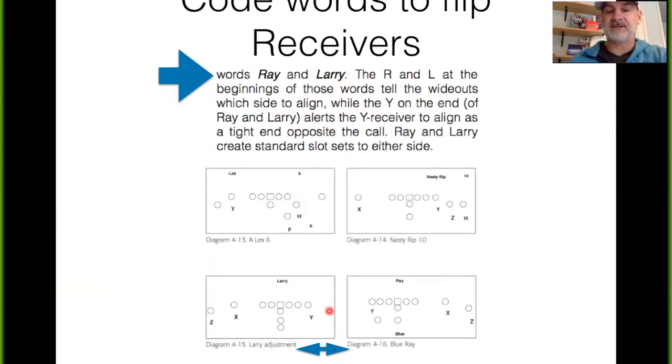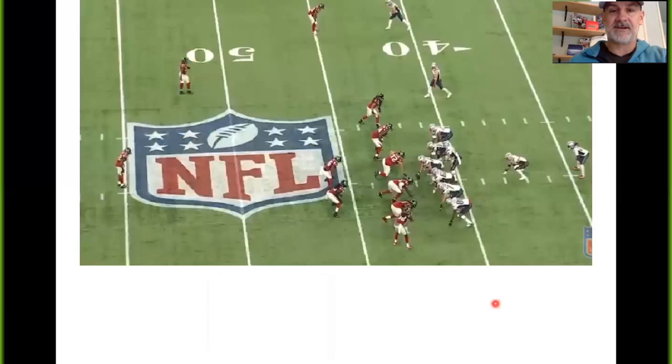So basically you have twins to the left, tight end goes opposite. Ray, twins to the right, tight end opposite. So those are code words that go with the second building block of where to align the tight end and the two corresponding receivers.